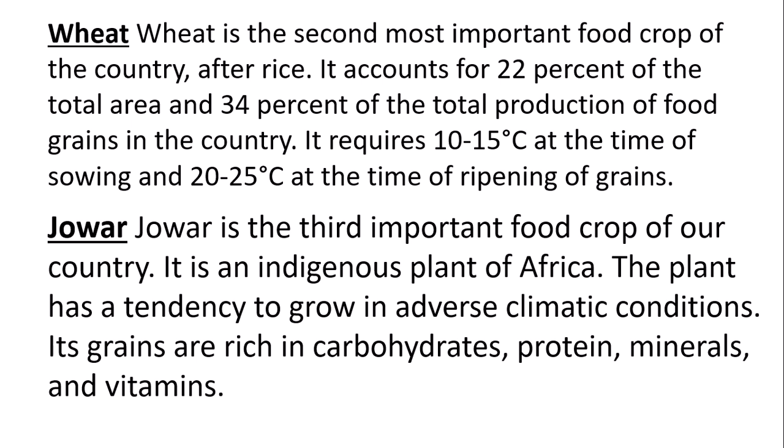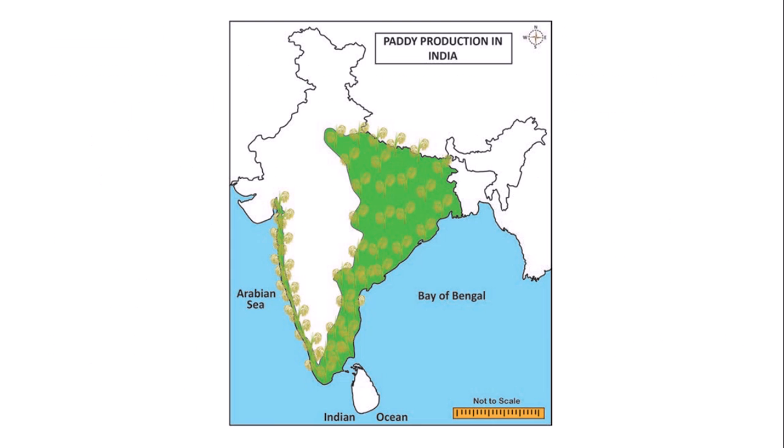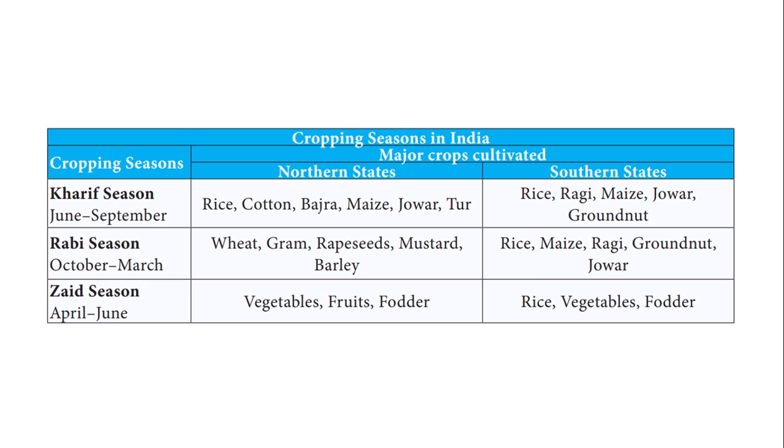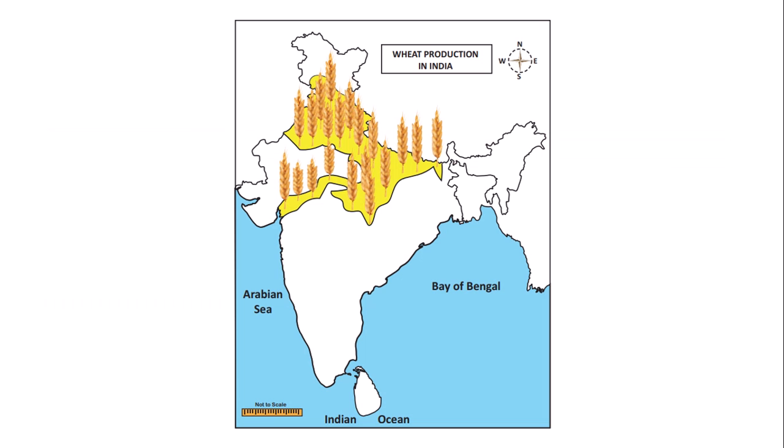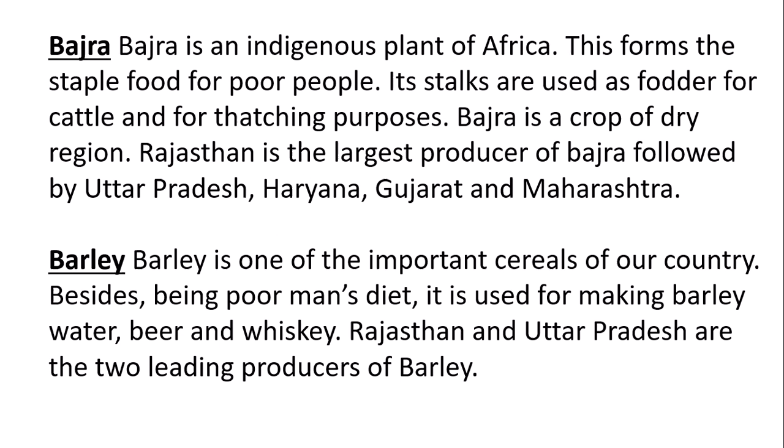Next, about bajra. It is an indigenous plant of Africa. It's also the staple food for poor people, and sometimes it's fodder for cattle. Rajasthan is the largest producer of bajra. Next, barley is the most important cereal of our country, and with that they even prepare barley water, beer and whiskey.